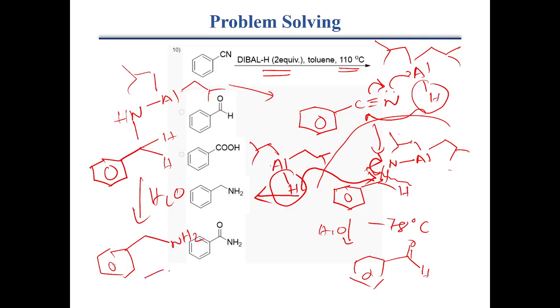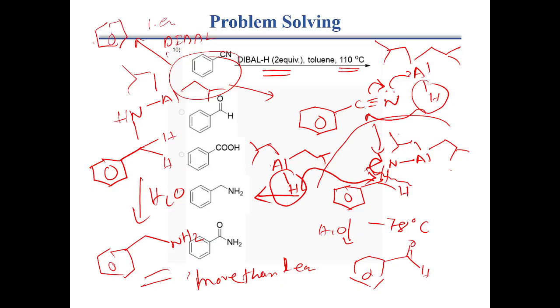So this happens only at high temperature in presence of more than one equivalent of DIBAL. So a nitrile group under one equivalent of DIBAL at low temperature forms aldehyde. The same nitrile group under two equivalents of DIBAL at a high temperature such as 110 degrees centigrade, this cyano group or nitrile group is completely reduced to amine. So the mechanism I have discussed.